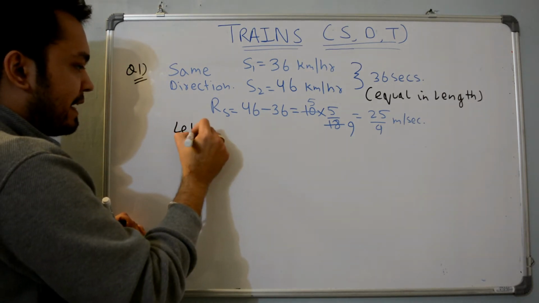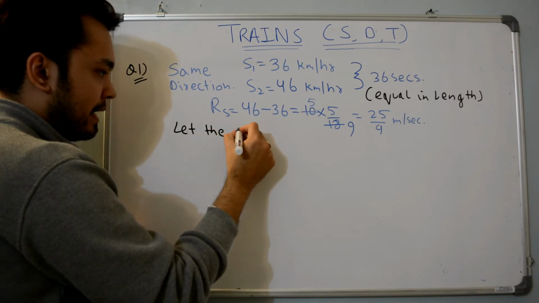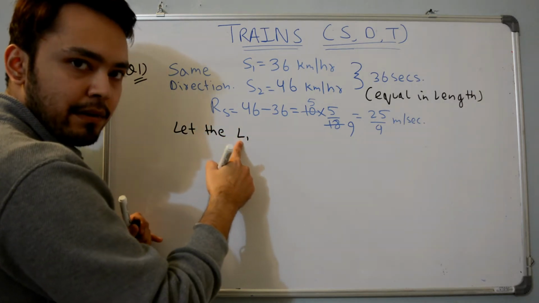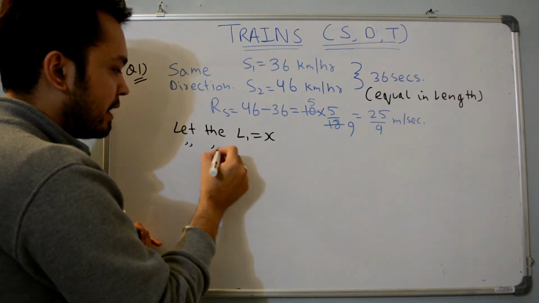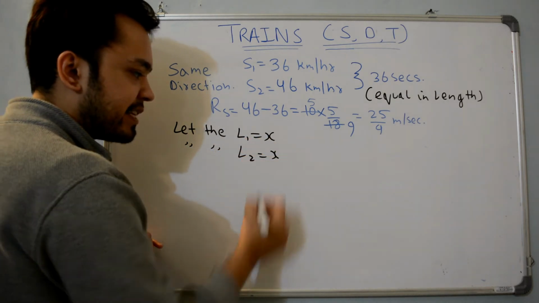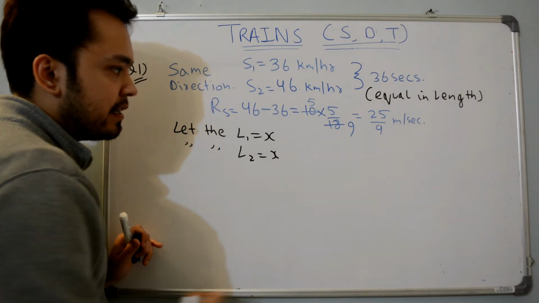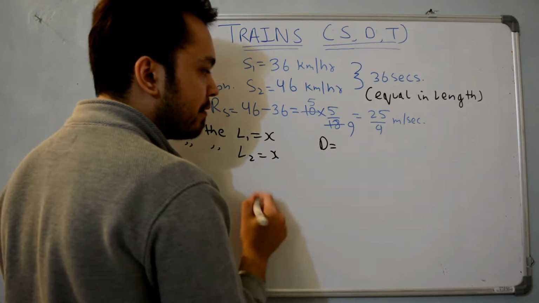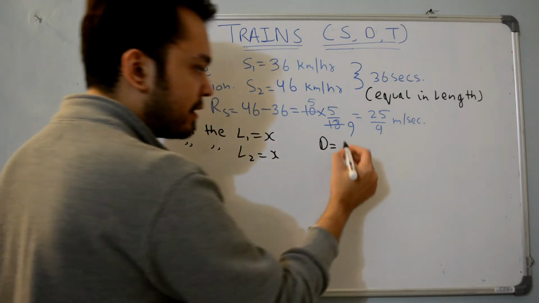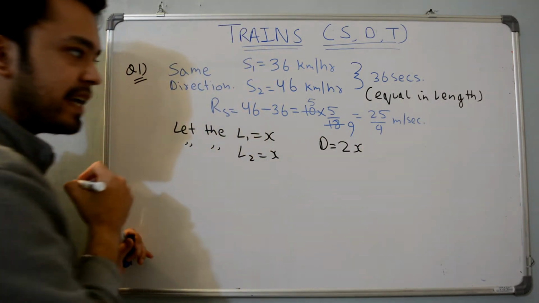First of all, we will let the length L1 be the length of the first train, be x. So L2 will also become x as they are equal in length. The distance, as I told you before, will always be the summation of both the lengths of the trains. That will be 2x, right?